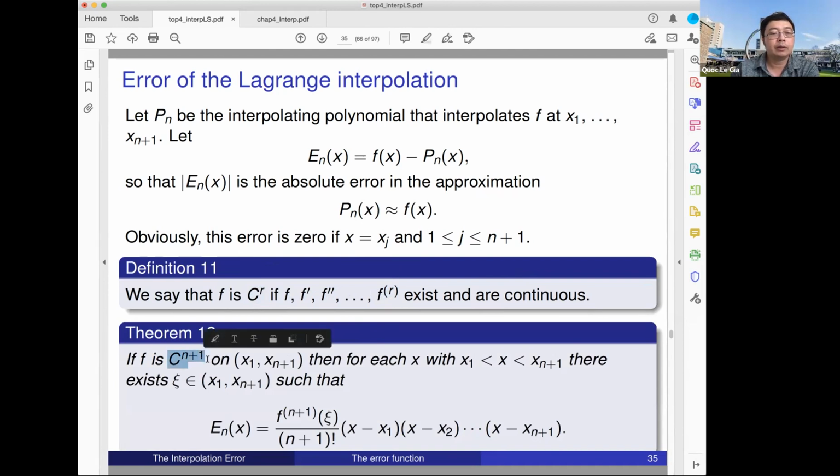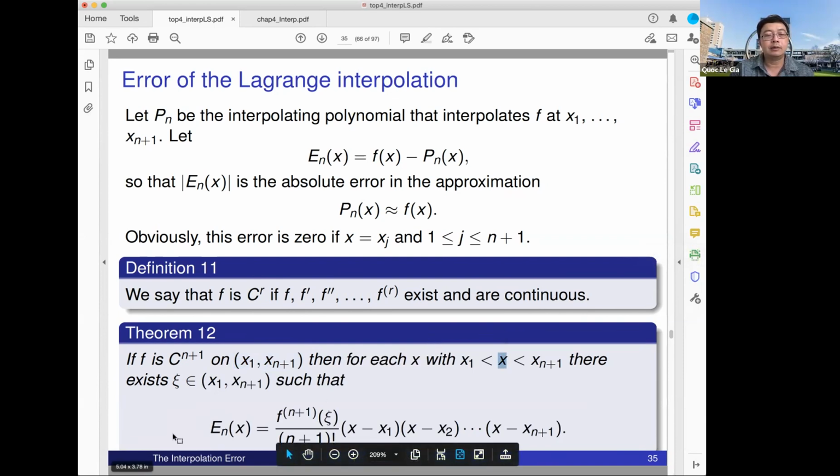So at least it has derivatives up to order n plus 1 on the interval x1 up to xn plus 1. This is just the whole interval, where you assume that you order x1, x2 up to xn plus 1. Then for any x in the interval from x1 to xn plus 1, the error is given by this formula.